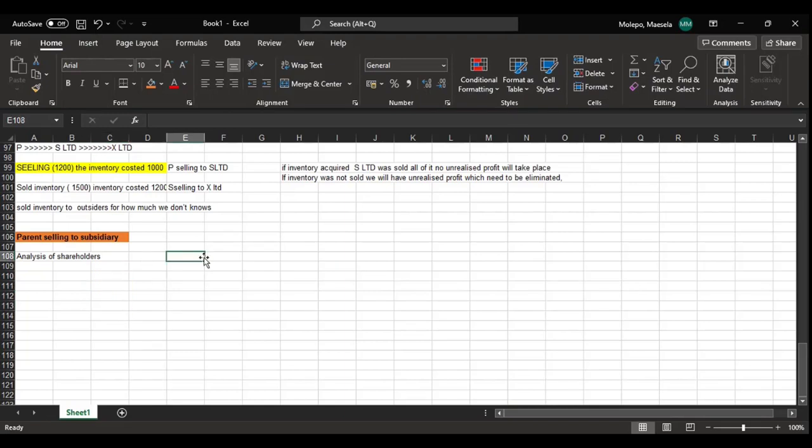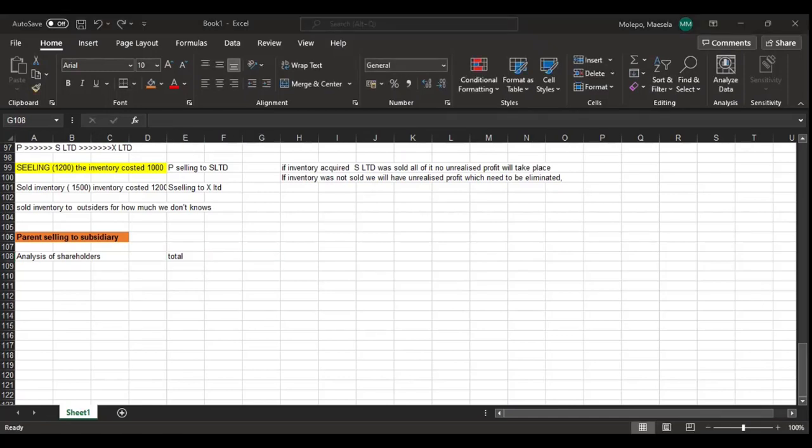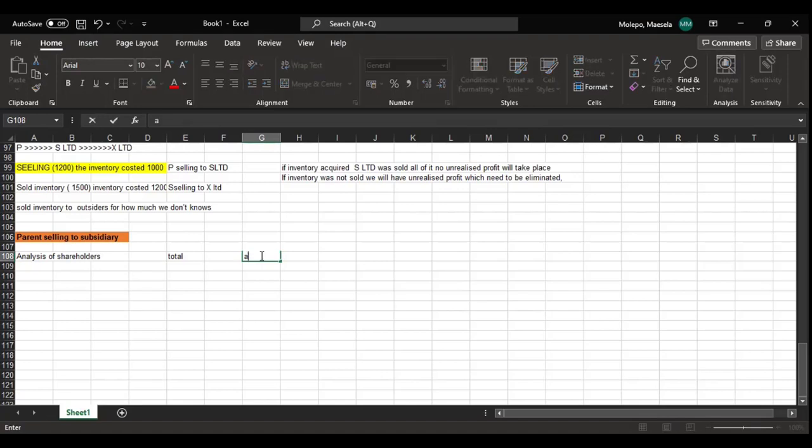So we're going to have a total, the parent part, and the NCI. The percentage is already given, I didn't want to determine it, but they tell us 80%. So here it's 100, 80, 20.